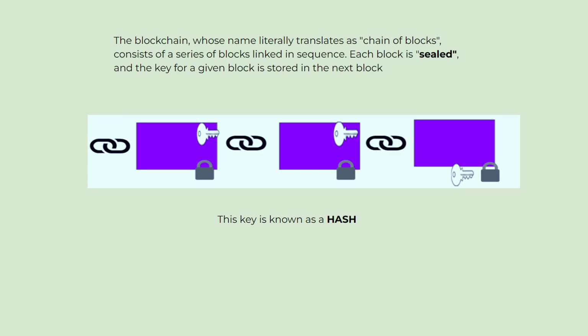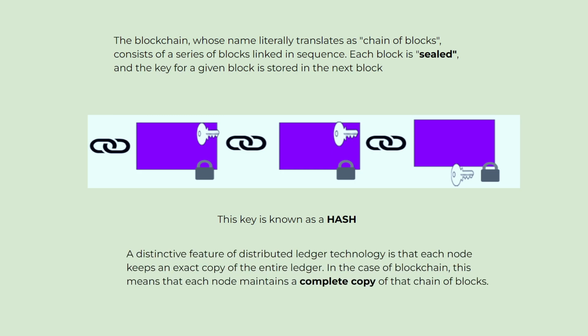Each node in the network has an identical copy of the blockchain. As we've already mentioned, a distinctive feature of distributed ledger technology is that each node keeps an exact copy of the entire ledger. In the case of blockchain, this means that each node has a complete copy of this chain of blocks. It's important to note that there are various types of distributed ledgers.